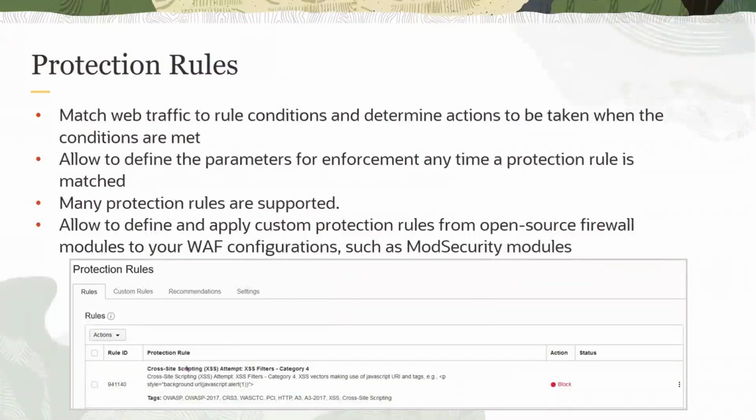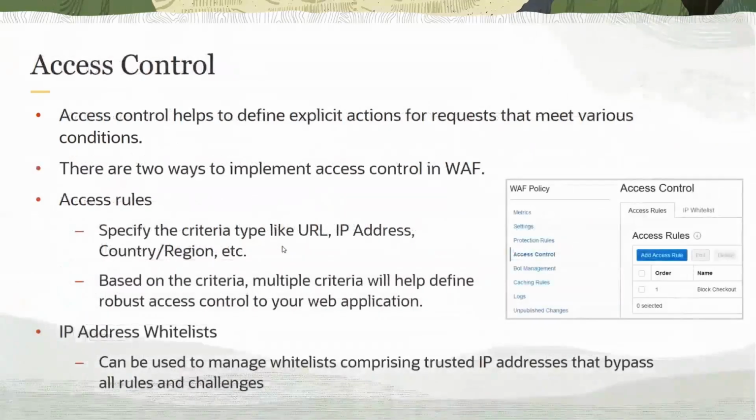The WAF protection rules match web traffic to rule conditions and determine the action to be taken when the condition is met. With the access control rules, you, as the web application firewall administrator, can define explicit actions to be taken. Conditions use various operations and regular expressions. And a rule action can be set to log and allow, detect, block, redirect, or show a CAPTCHA. You can also have an IP address whitelist.